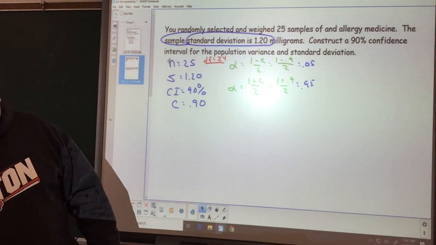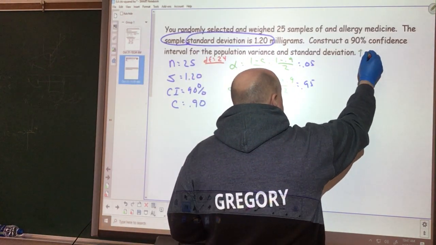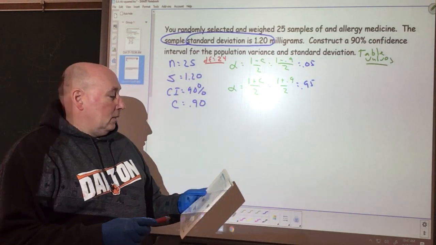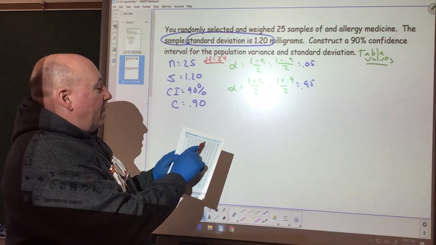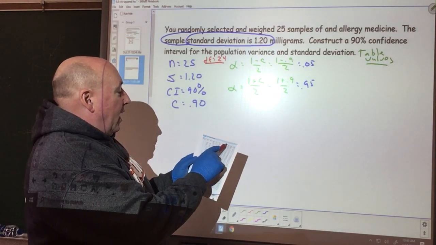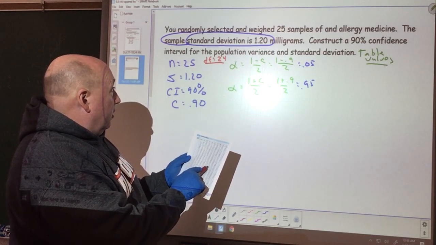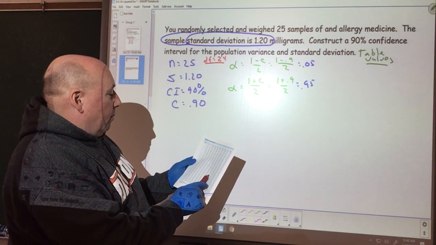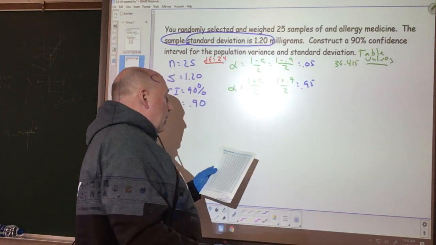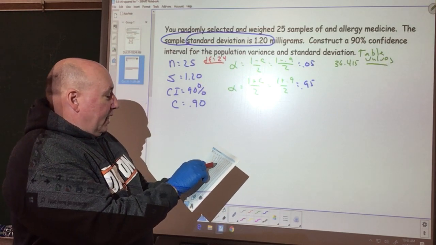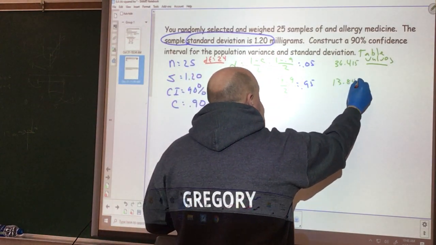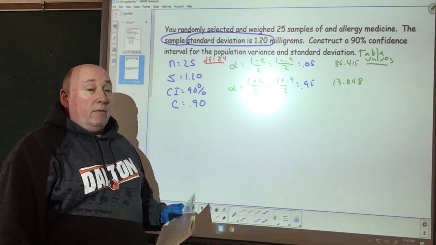So now we go to our table. And we look at table values. So we go along the top. We have 0.05, so we go over to 0.05. Make sure you get 0.05 and not 0.005. So we go 0.05 and take that all the way down to a degree of freedom of 24. And we get 36.415. And then we take our 0.95 and take that down to 24, and we get 13.848. So those are our two table values.